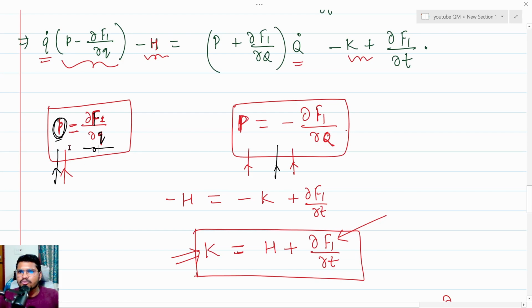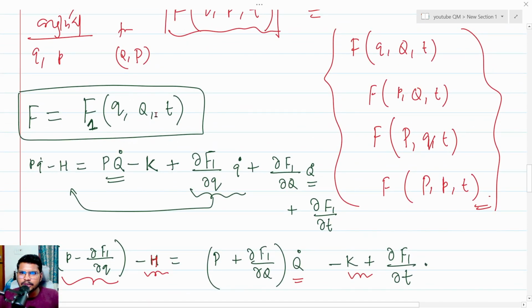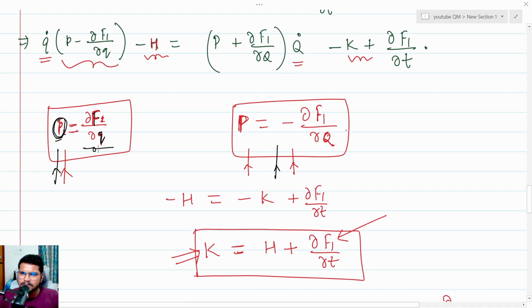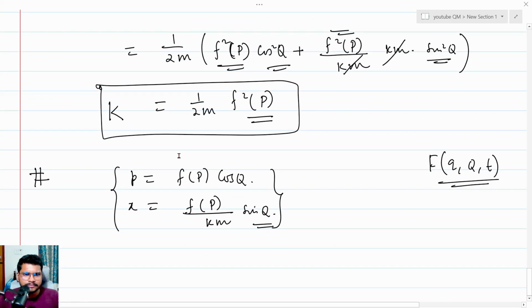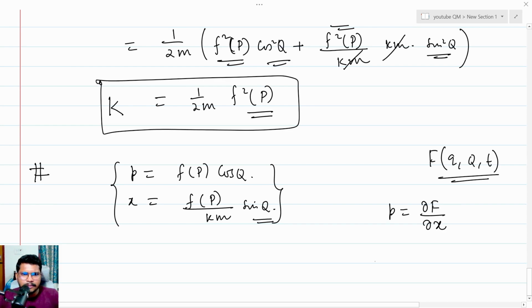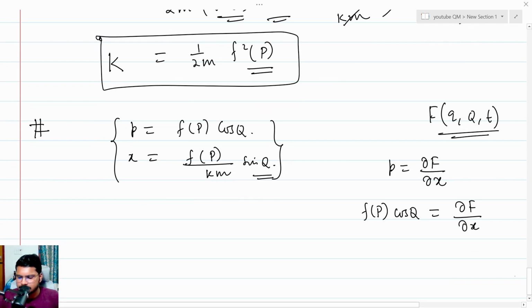So let us just use this one, because F1 is simply becoming the Q, Q and T. Therefore, there is no problem too much. So P becomes dF over dQ, right? So let's say P is equal to del F over del Q. Over here, del Q is indeed X. Now P is simply f of P cos Q is equal to del F over del X, right? So P is equal to f of P cos Q, but over here there is X also. Therefore, I can write P by X is f of P, some unknown function.